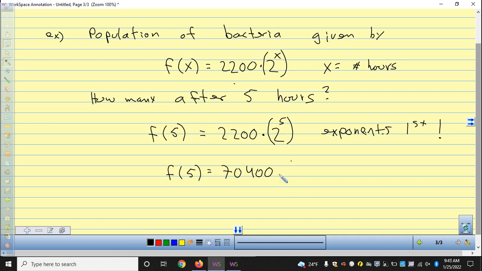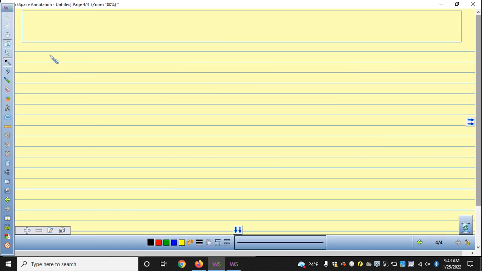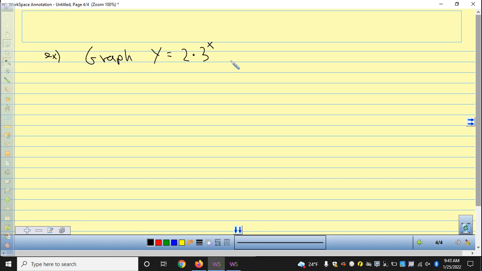All right, we're good with evaluating this exponential function. So to graph an exponential function, we're just going to make a table of values by plugging in our exponential function to find our y values. So let's look at that. We want to graph y equals 2 times 3 to the x.